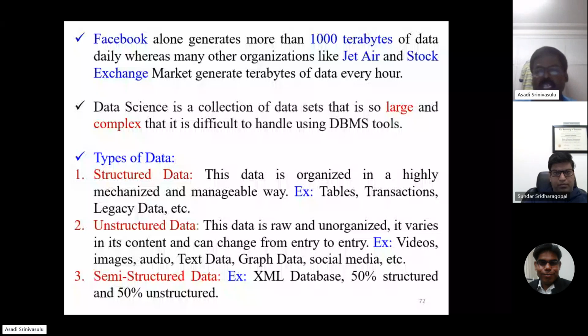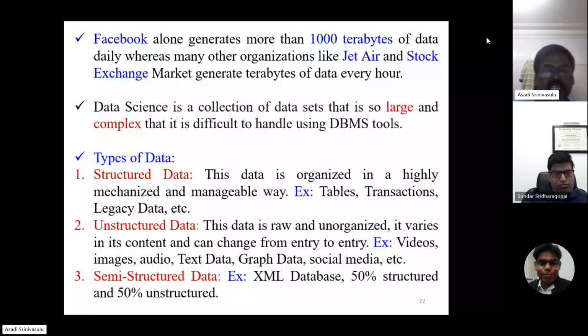Big data is a collection of data sets that is so large, meaning a huge volume of data. It is so complex that it is difficult to handle using relational database tools like SQL, MySQL, Teradata, DB2, MS Access. SQL is a product of Oracle, and MySQL is a product of Microsoft. DB2 is a product of IBM, and Teradata is a product of the Teradata company. MS Access is a small database creation tool from Microsoft.